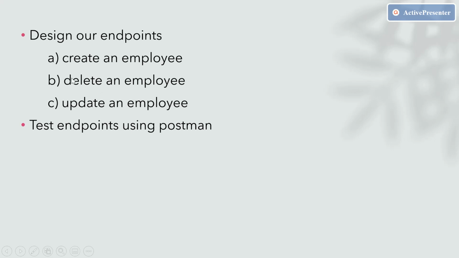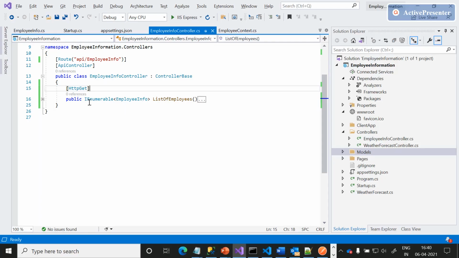Once we are done with this design, we will test these endpoints using Postman so that we get familiar with how to design our endpoints in ASP.NET Core and how to test those endpoints using Postman as well. Let's just get started. First, we'll test this existing endpoint using Postman. I'll show you the process of how to test the endpoints using Postman.